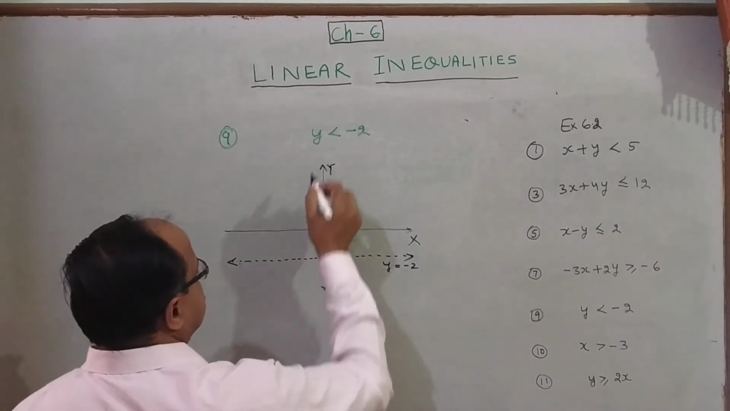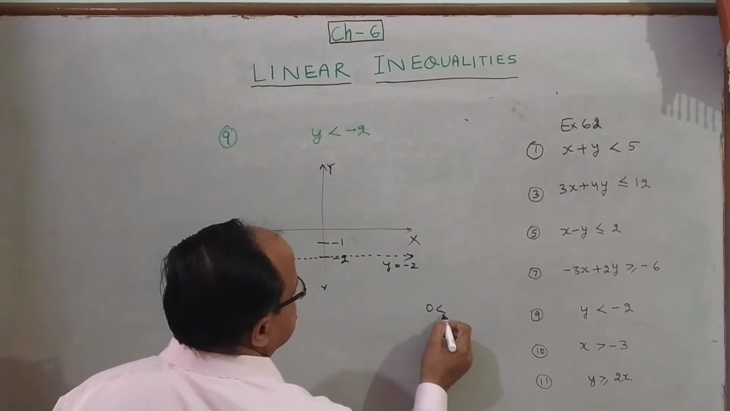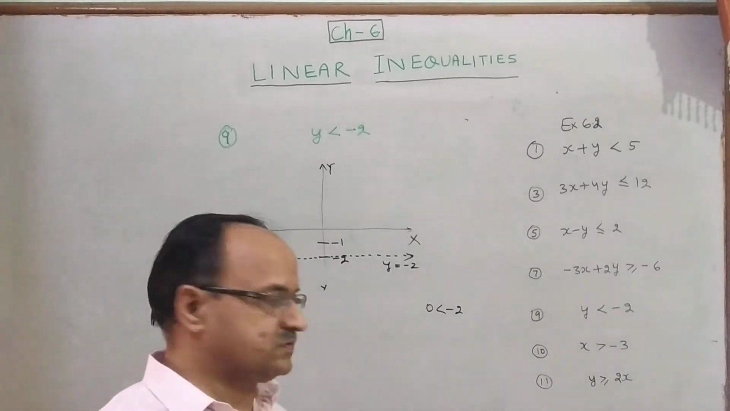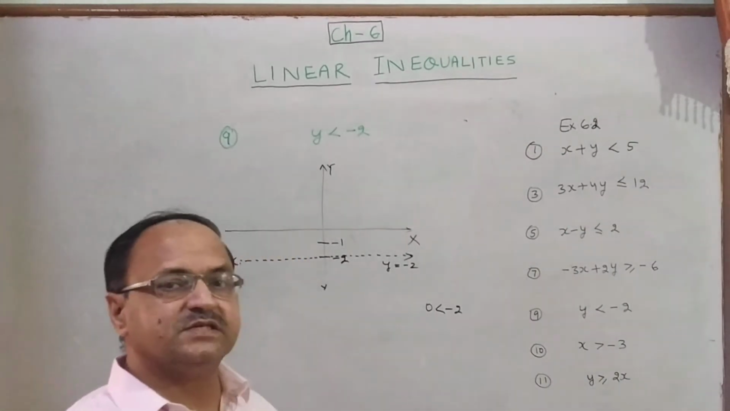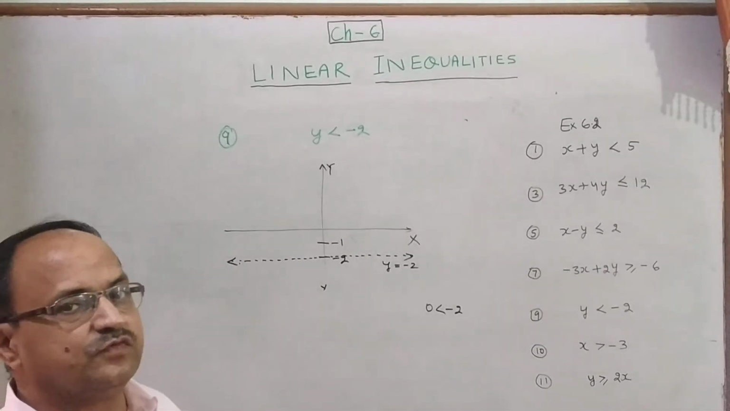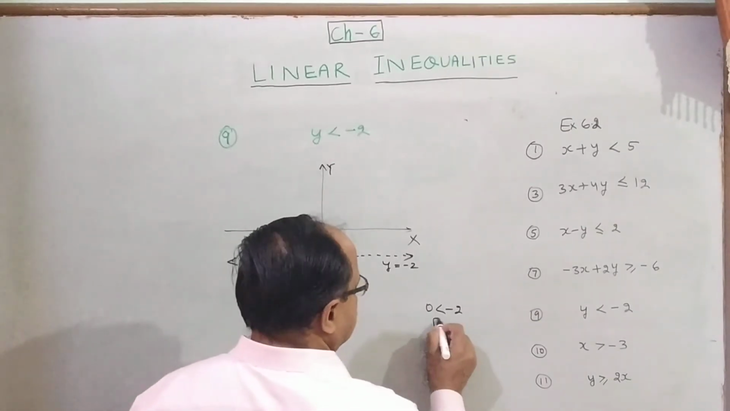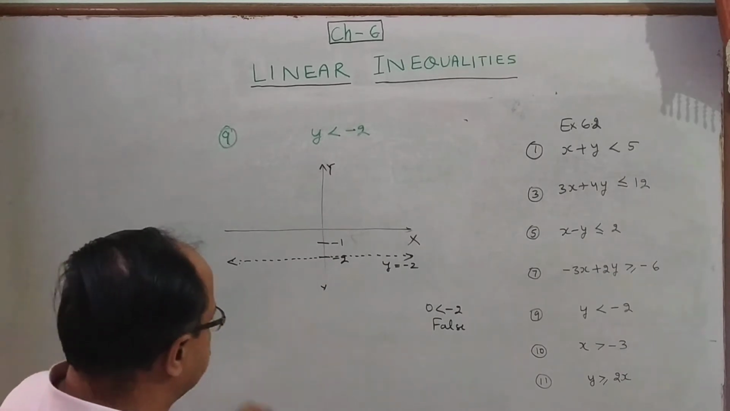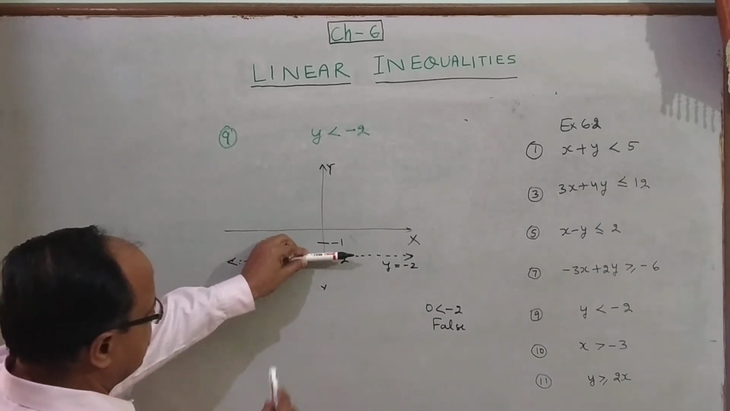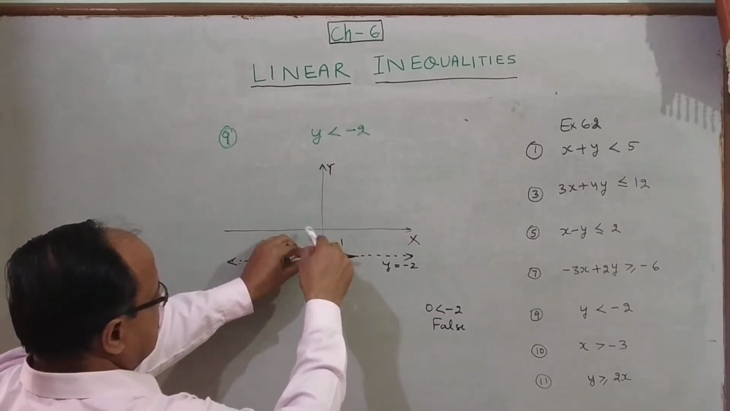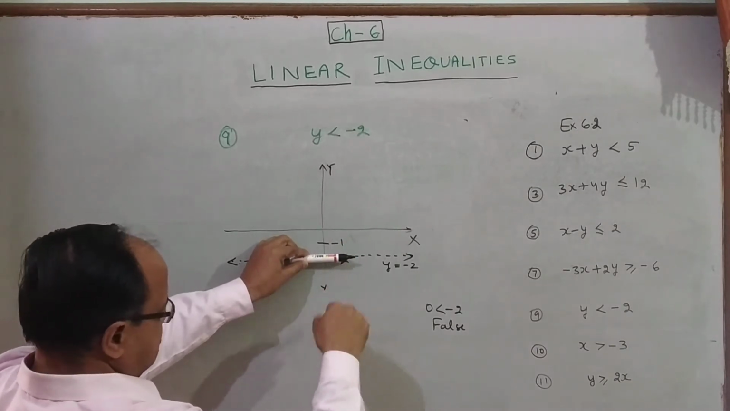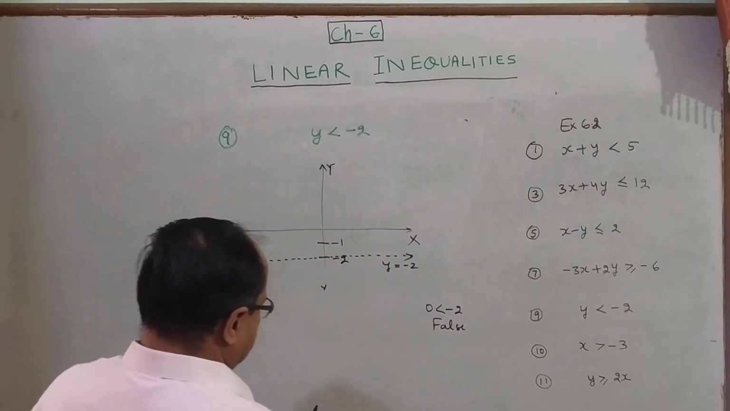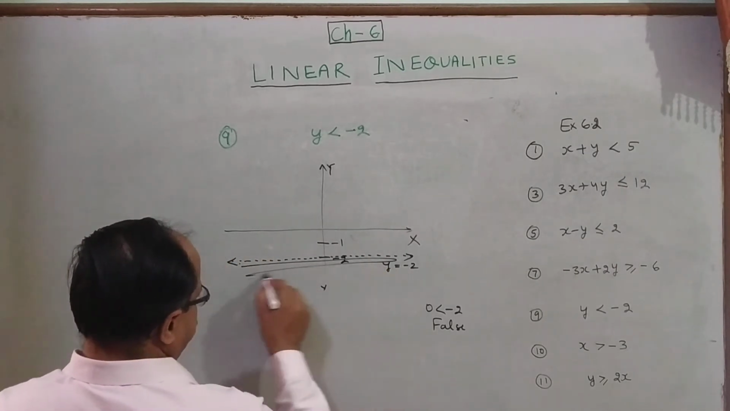And put here 0, 0. So 0 less than minus 2, whether it is true or false. It is false. Therefore, it is away from the origin. If it is false, then away from the origin. It means this is not the solution. This is the solution, away from the origin. This part is the answer.